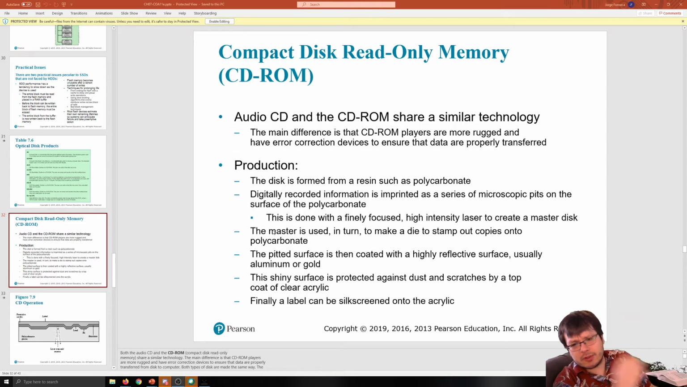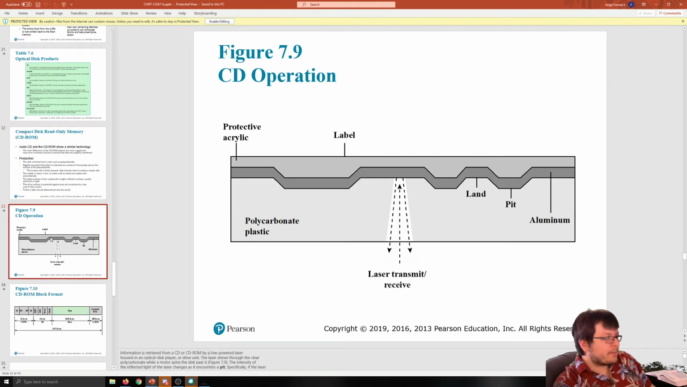I mean, I'm sure you still do it nowadays, but nowadays they're far more resistant, like Blu-rays and things like that. So here's an example of that. As you can see, they're called lands, I guess, the hills. The lands and the pits. And so depending on the land and the pit is whether it's reflective or not as well.